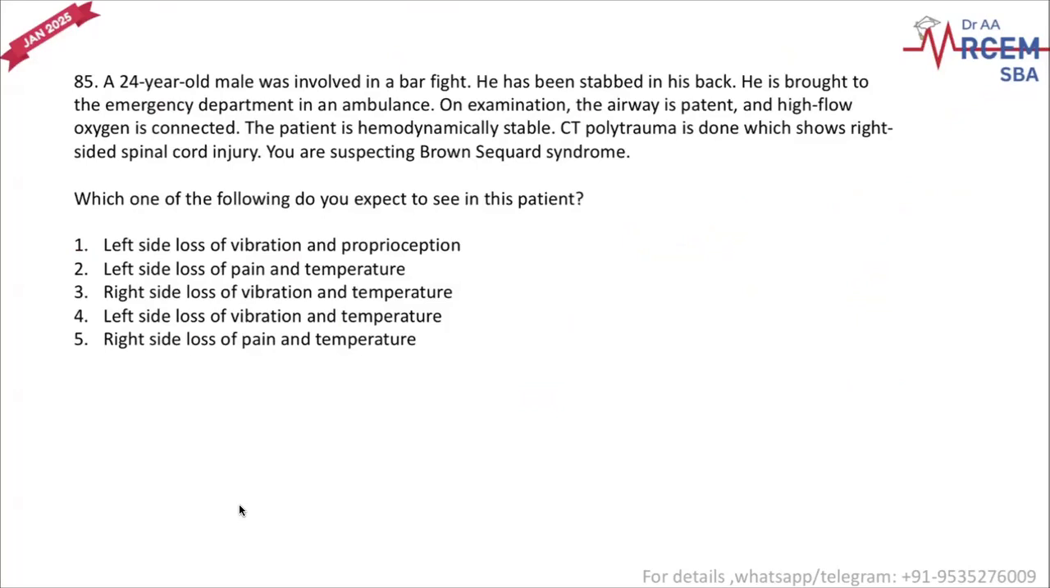It shows a right-sided spinal cord injury. You're suspecting Brown-Sequard syndrome. Which one of the following is expected to be seen in this patient? Which side is the stab, and what do you need to closely look out for?